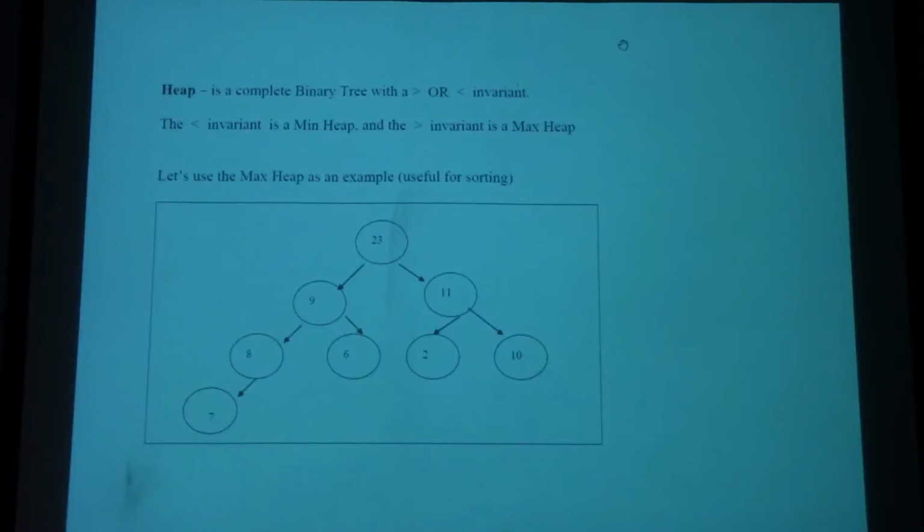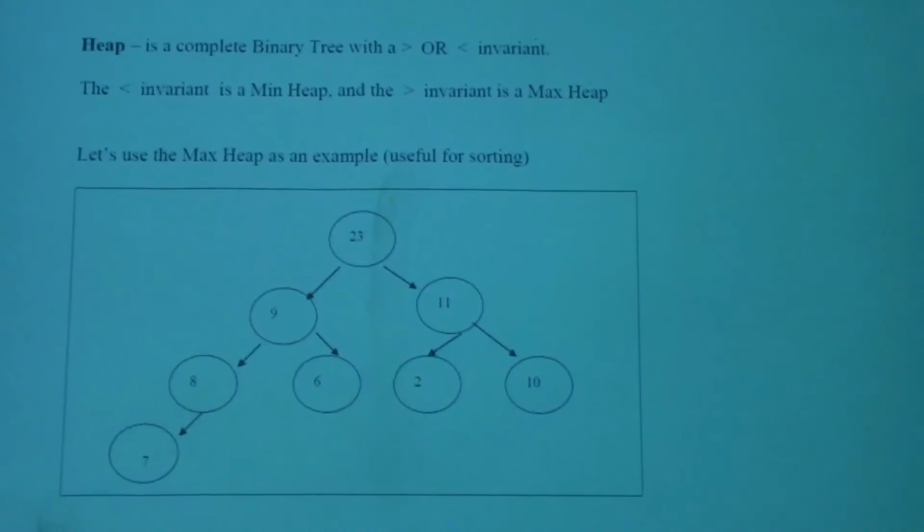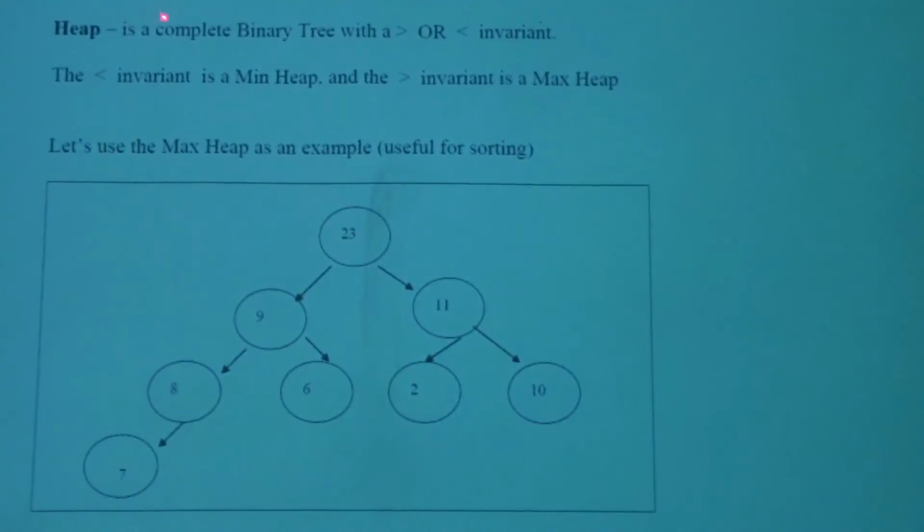There are two things required for a tree to be a heap. So this is a tree. What kind of tree? It looks like a binary tree. In order for a heap to be a heap, it has to be a complete binary tree. Complete is a word that's important for us to understand.